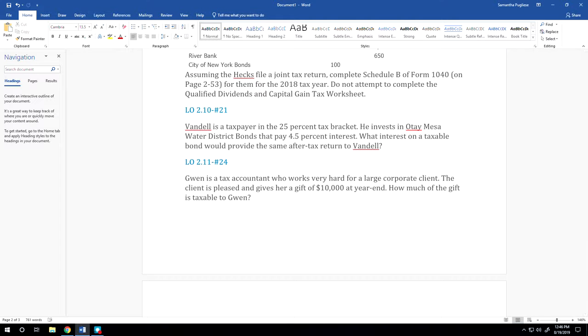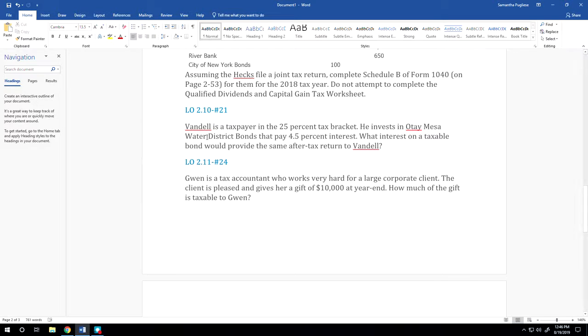Okay, now I want to look at number 21. Here, Vandel is a taxpayer in the 25% tax bracket. He invests in Otay Mesa Water District bonds that pay 4.5% interest. What interest on a taxable bond would provide the same after-tax return to Vandel?